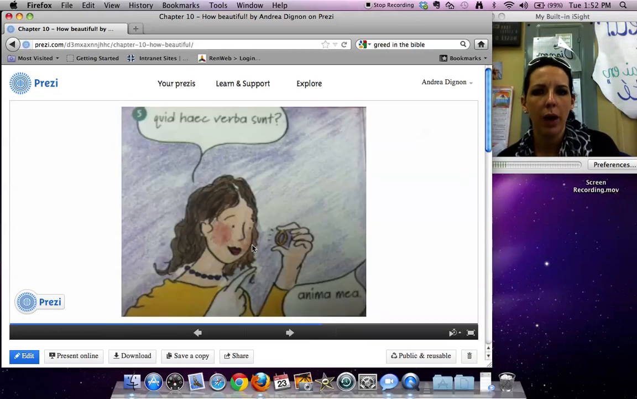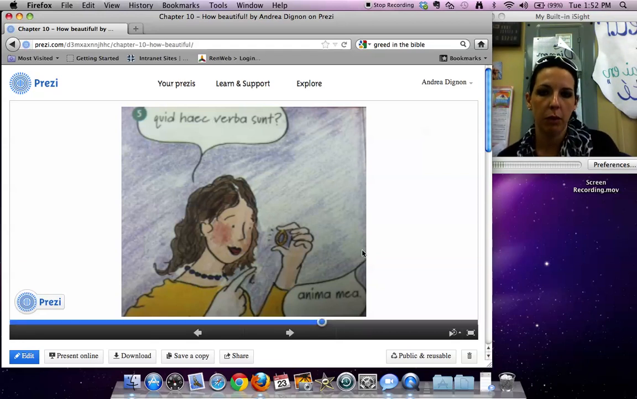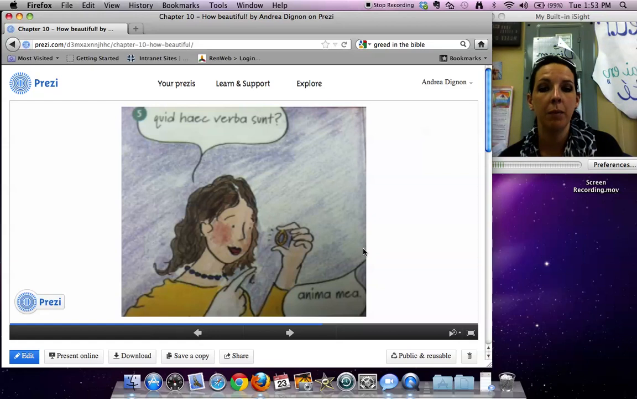Quid haec verba sunt? What are these words? This haec verba is these words. Is that right? Yes. Quid haec verba sunt? These words. So what are these words? And Lepidina replies from the background, anima mea.